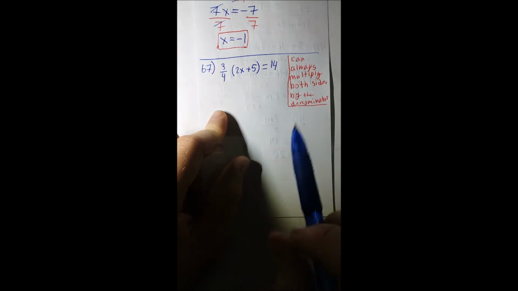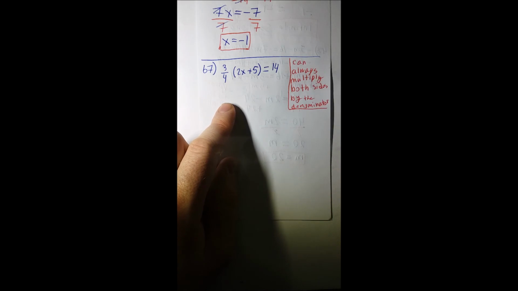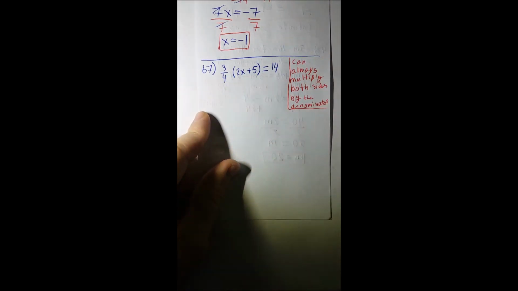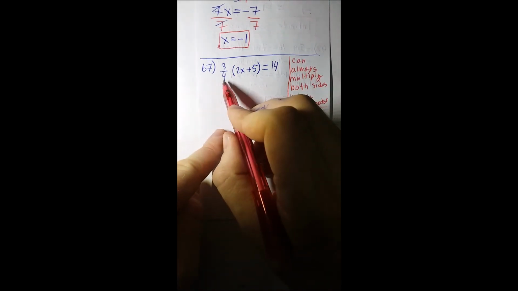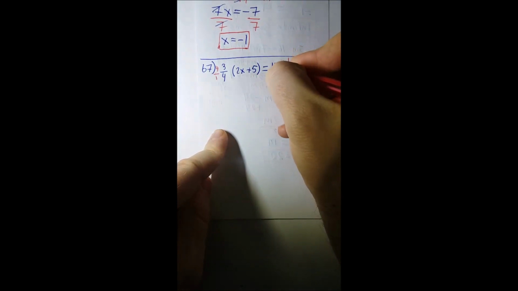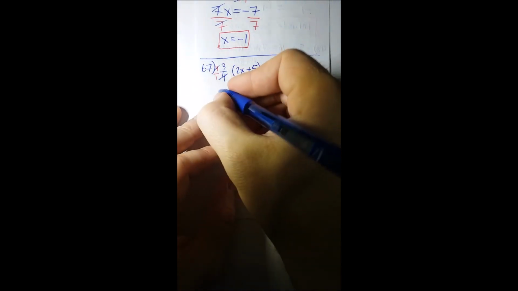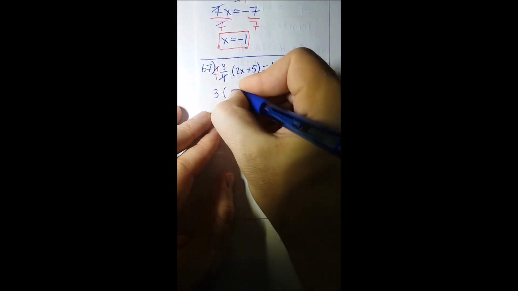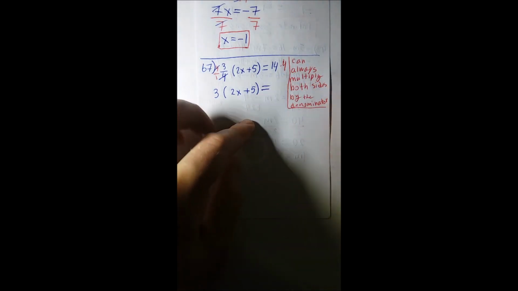Okay, last example, number 67. 3 over 4 times 2x plus 5 equals 14. And I wrote here, I don't know if you can see it, you can always multiply both sides by the denominator. So if you don't like fractions, you can multiply both sides by the denominator right off the bat. So the denominator here is a 4. So I'm going to multiply by 4 over 1, by 4, okay? So now guess what? These 4's are gone. So you're looking at 3 times 2x plus 5 equals 14 times 4.